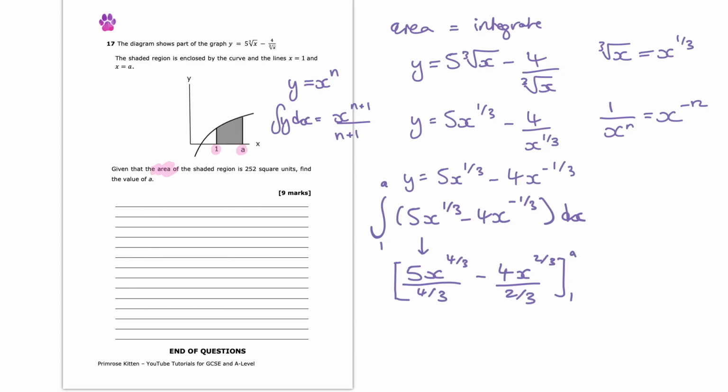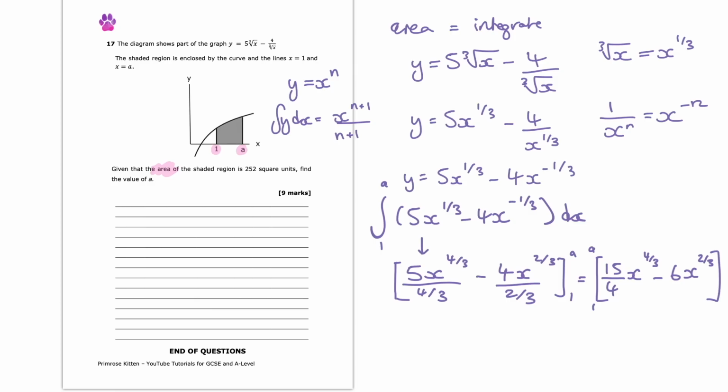But before we do that, I would certainly simplify these. So if you have 5 and you want to go over 4/3, that leaves you with this 15 over 4. So we've got 15 over 4 x to the power of 4/3 minus, and then 4 over 2/3 would be equal to 6. So we've got 6x to the power of 2/3. So now what we have is the integral, which we need to enter the limits. And an extra thing to add, we know what this integral equals. We know that it is equal to 252 square units, all right?